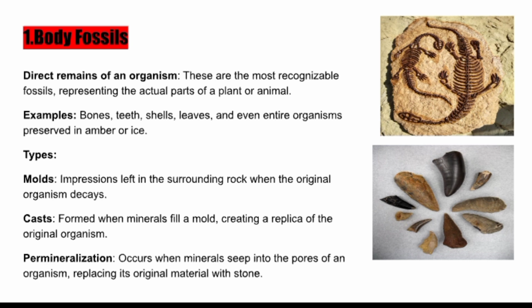Third one is permineralization. So what is the meaning of permineralization? It occurs when minerals seep into the pores of an organism. As we saw in our previous lecture, permineralization is related to the petrification and lithification processes. The surrounding minerals are transferred into the cells of the dead remains of the organism, and with time the body of that organism gets hardened and stony.